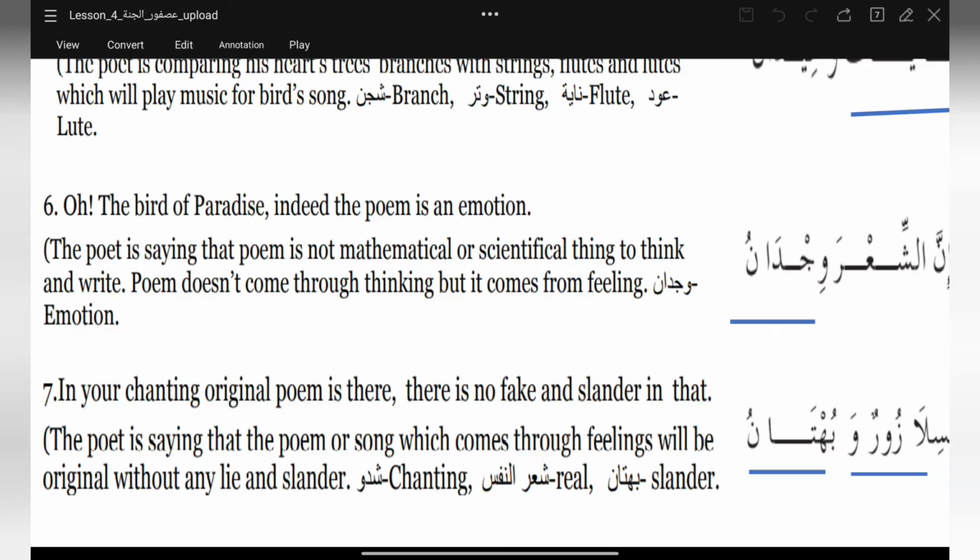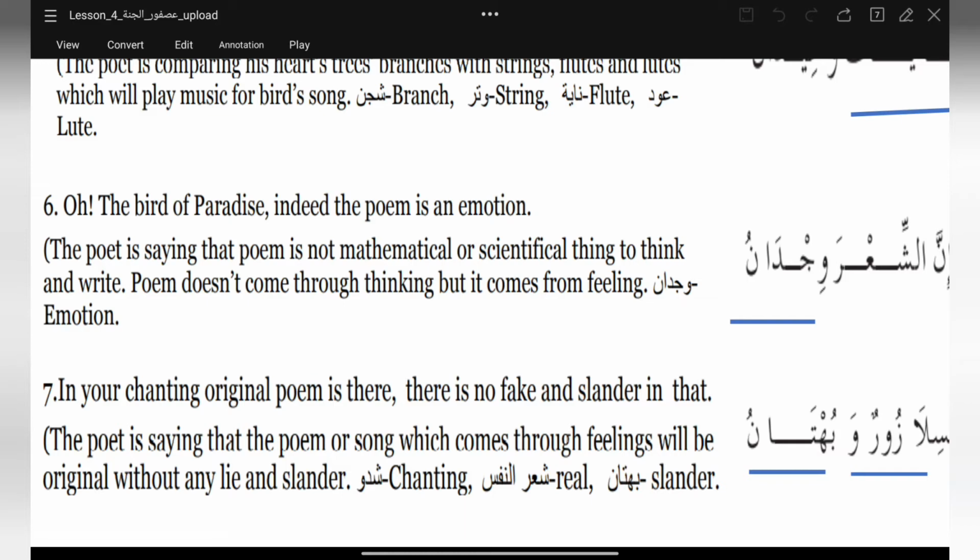The explanation of the sixth line, or the bird of paradise. Indeed, the poem is an emotion. The poet is saying that a poem is not a mathematical or scientific thing to think and write. A poem doesn't come through thinking, but it comes from feeling. It's a good one.